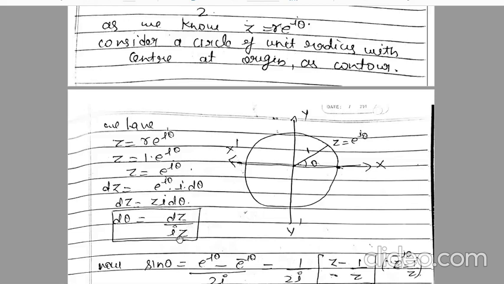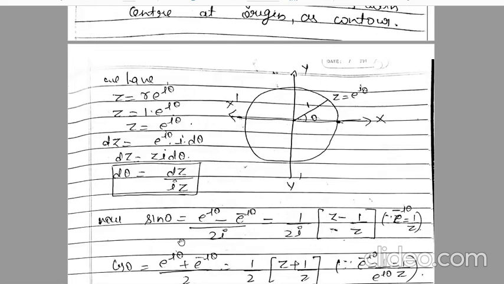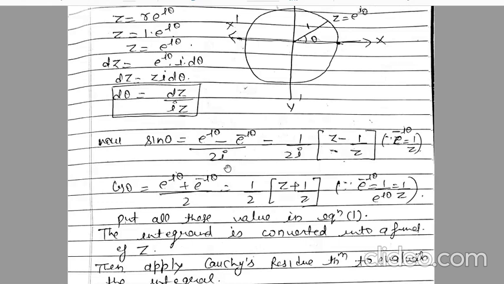So just calculate dz upon iz. That means you will always put d theta is equal to dz upon iz. Now, sine theta and cos theta. You can write e to the power i theta as z, and e to the power minus i theta as 1 upon z, because e to the power minus i theta is 1 upon e to the power i theta, that is 1 upon z. So this is your sine theta formula, and this is your cos theta.